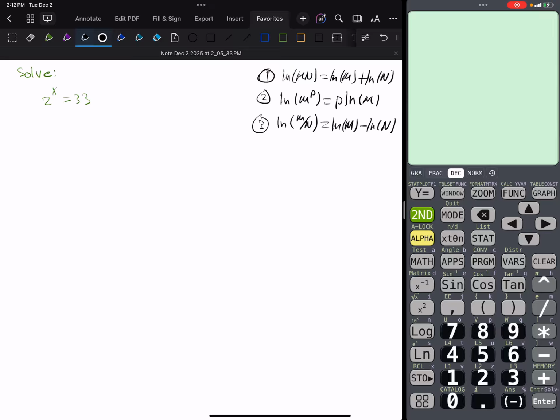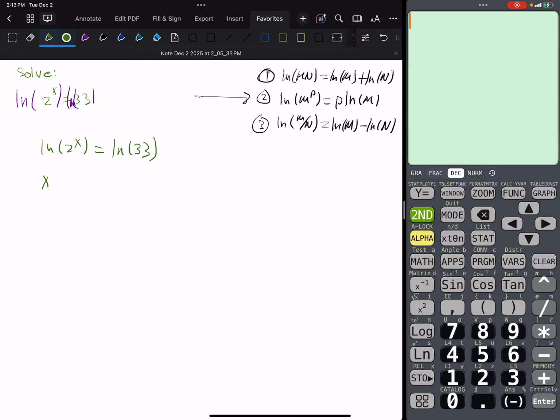Of those 3 rules, this middle rule looks like it's going to let me have access to this exponent, right? Because it's going to let me pull that exponent down and turn it into a coefficient. The problem is that 2 to the x would have to be the argument of the logarithm for that to work. Well, that's only a problem because I haven't run both sides of this equation through a logarithm. I can do that. I can run both sides of this equation through the natural log and end up with the natural log of 2 to the x equals the natural log of 33.